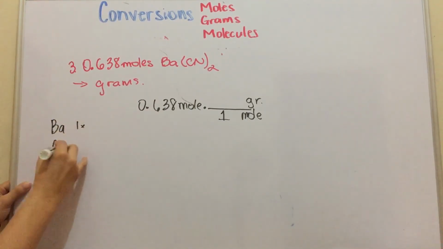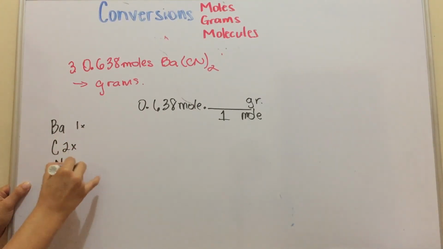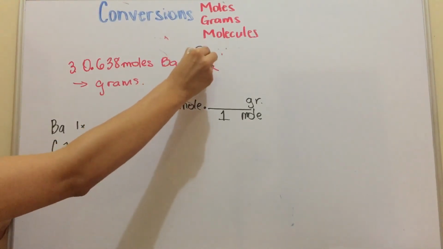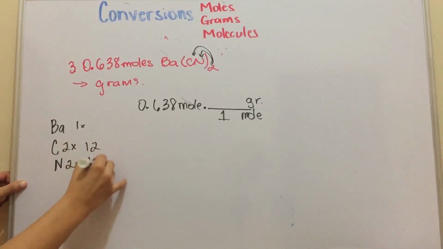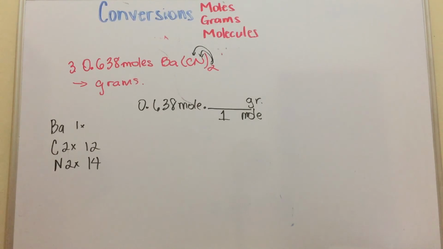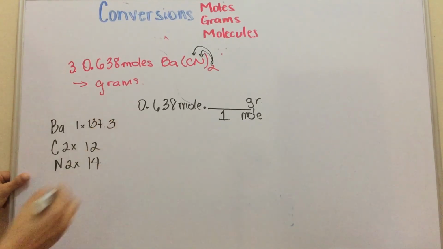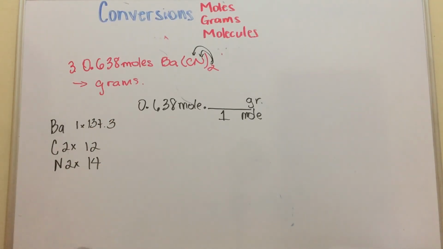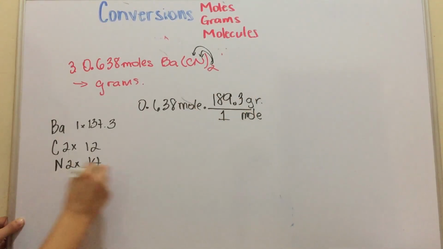Barium only has 1. Carbon has 2. And nitrogen has 2. Why? Because this 2 is going to affect the carbon, and this 2 is also going to affect the nitrogen. So carbon I know is 12, nitrogen I know is 14, and barium is 137.3. Alright, so plug all that in your calculators, and we're going to have 137.3 plus 24 plus 28, and we're going to have 189.3, which is the addition of this.